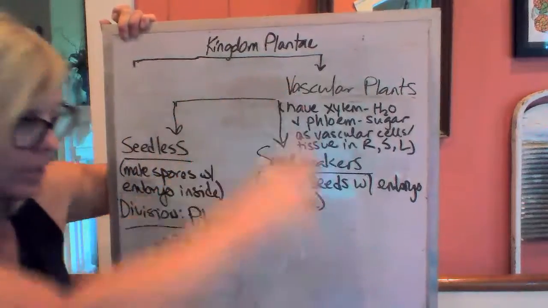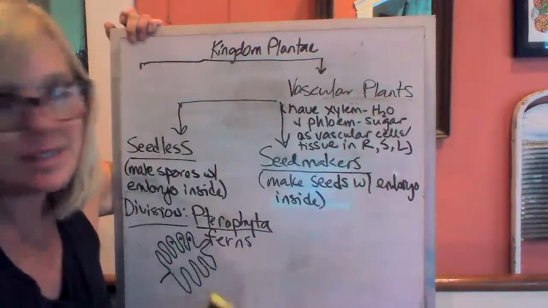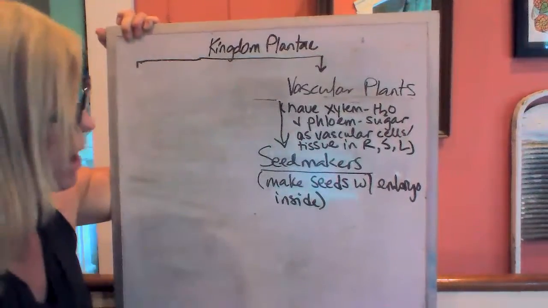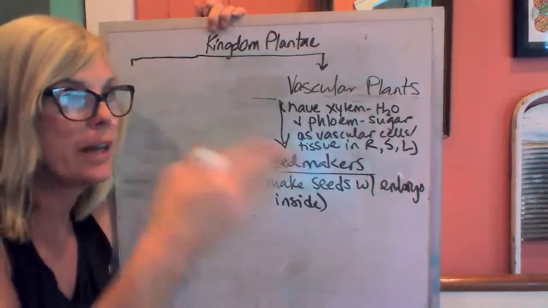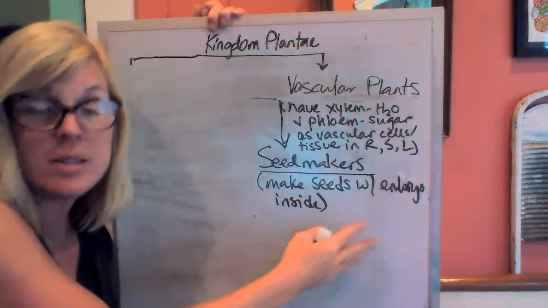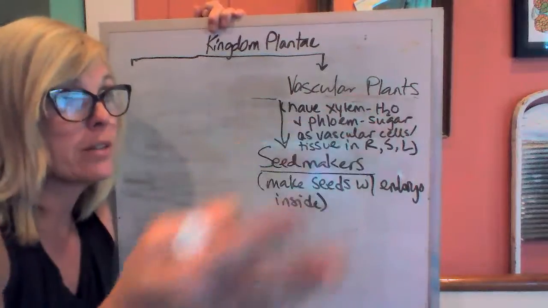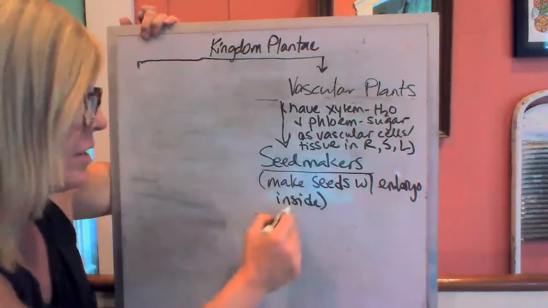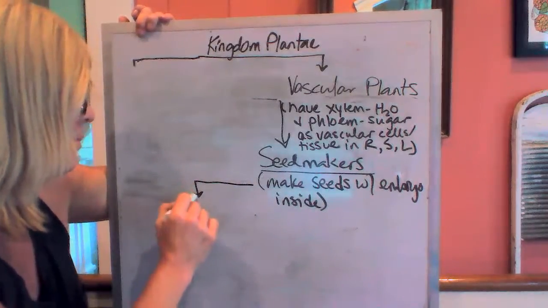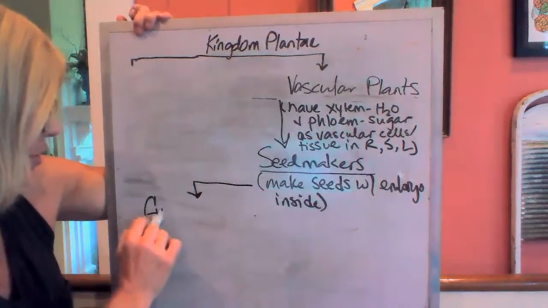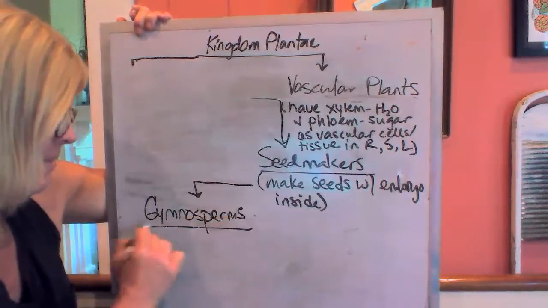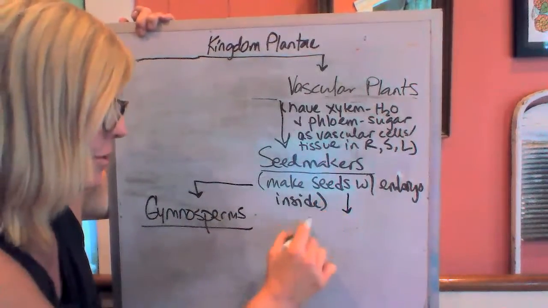Seedless, still vascular, but their babies are not in seeds. Okay, all right, so let's look at these seed makers. The majority of the plants, if you just take a look outside, will fall under this category. Most of them make seeds. They're the noticeable plants that you see outside, and this group can be divided into two groups. They are the gymnosperms and the angiosperms.